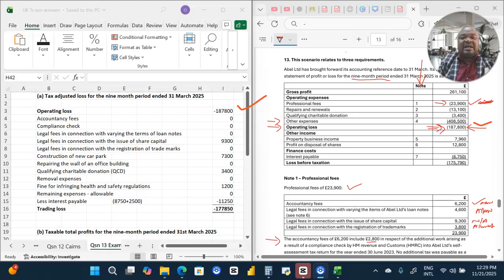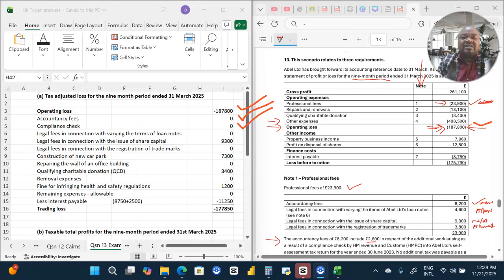Then there was an issue of compliance check. We said compliance check is allowed. Okay, the compliance check was allowable. So which means the full accountant fees are allowed, and this is why we put a 0. The expenses have already been deducted in arriving at that operating loss. So we put a 0. Compliance check is also allowed.